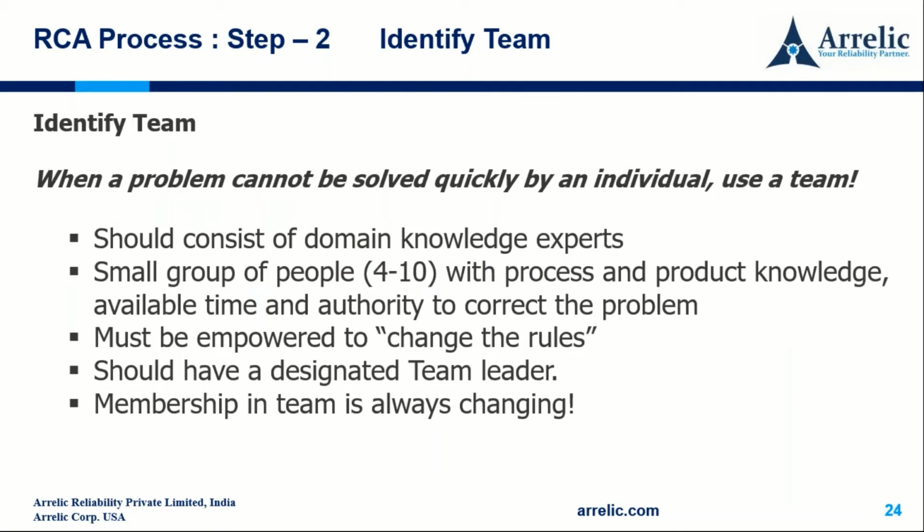Step 2, identify the team. When a problem cannot be solved quickly by an individual, use a team. It should consist of domain knowledge experts, a small group of people, 4 to 10 maximum, with the process and product knowledge, available time and authority to correct the problem. Must be empowered to change the rules. Should have a designated team leader, and the membership in the team can be changing.